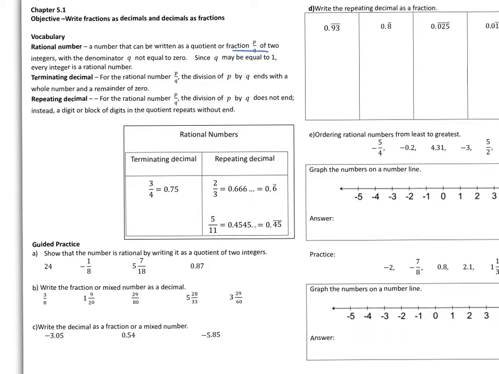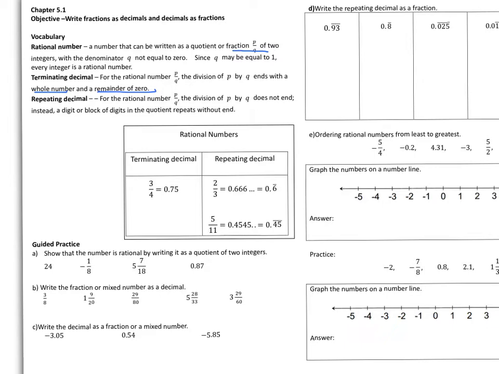A terminating decimal is a rational number p over q, and when you divide p divided by q, it will end as a whole number with a remainder of 0. So say, for example, if I give you 3 divided by 4, this will give me 0.75.